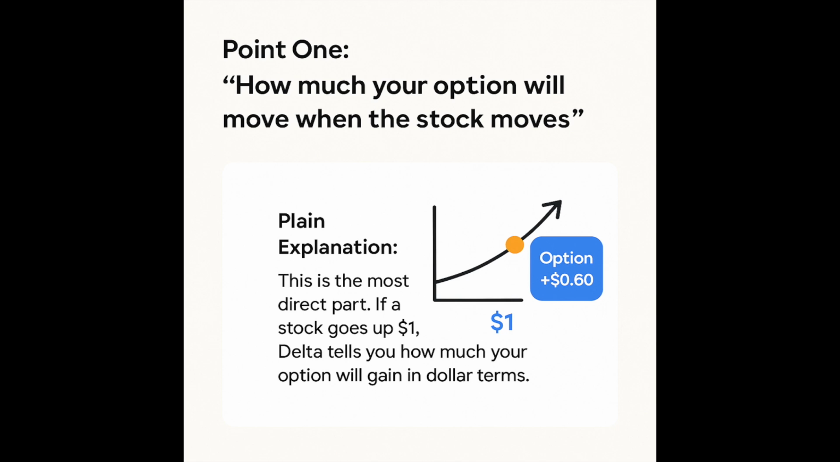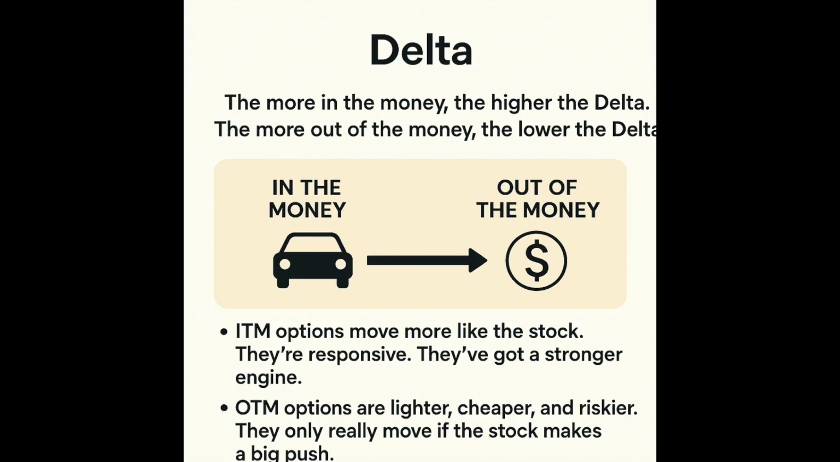If the stock goes up and your option barely moves, that is a low delta option. If it surges forward with the stock, that's high delta. Here's how delta connects to our previous video. The more in the money your option is, the higher the delta. The more out of the money your option is, the lower the delta. That means in-the-money options move like the stock. They are responsive. They've got a stronger engine. Out-of-the-money options are lighter, cheaper, and riskier. They only move if the stock makes a big push.